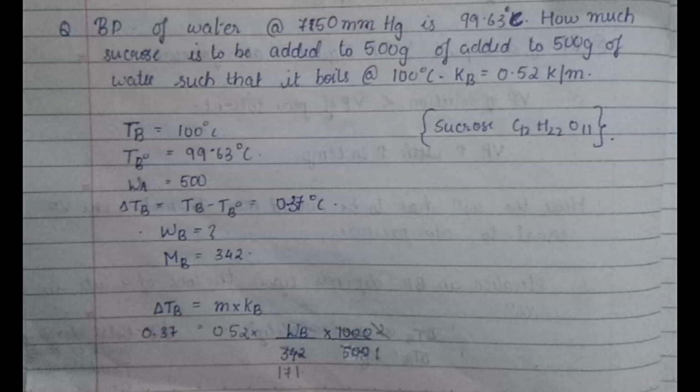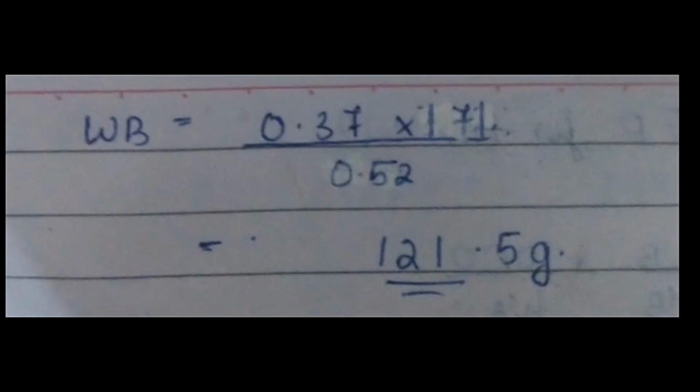So, now we have to find out what is Wb. Mb value is equal to 342 because it's sucrose, C12H22O11. So let's see. Delta Tb is equal to m into Kb. We know that. They have given the Kb value also. So 0.37 is equal to 0.52 into Wb divided by 342 into 1000 divided by 500. That is, Wb is equal to 121.5 gram. That is what you get after calculation.